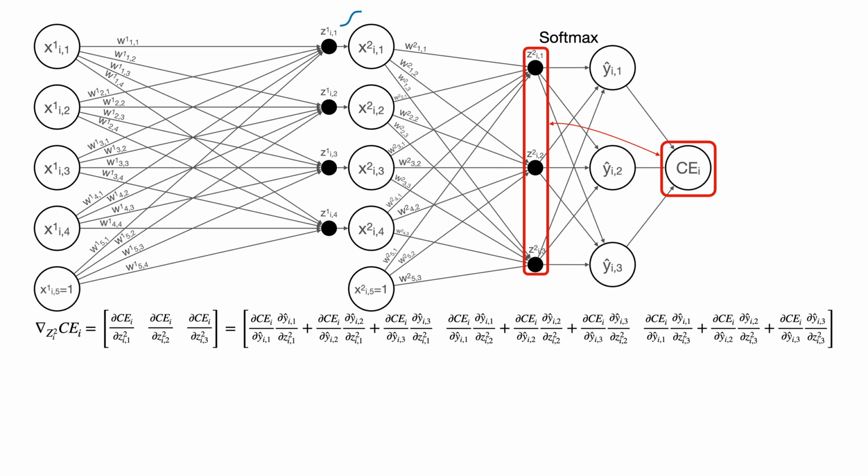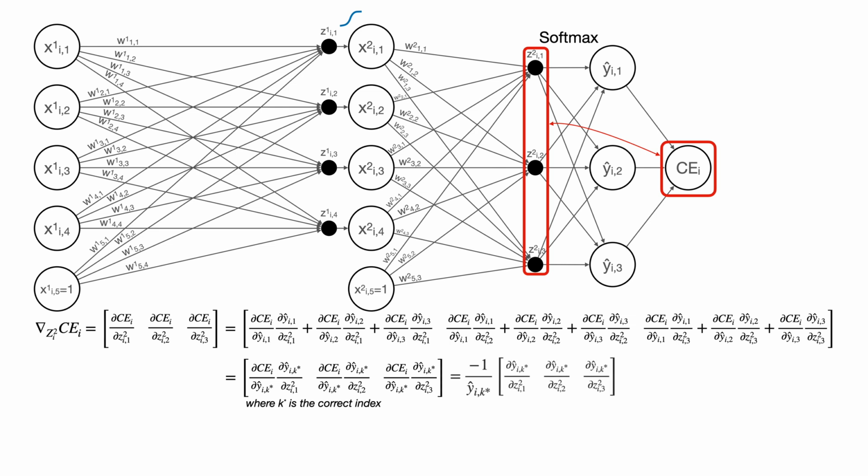So if we denote the true class index for the ith sample as k star, we can rewrite this matrix like this. Then we can pull out partial CEI partial y hat I k star, which we know is equal to -1 divided by y hat I k star. So then we have to deal with these terms, which basically ask the question, how does our prediction for the correct class change with respect to small changes in the Z2 terms?